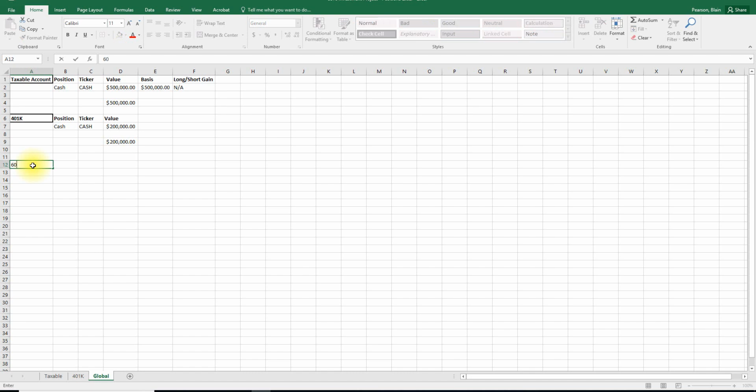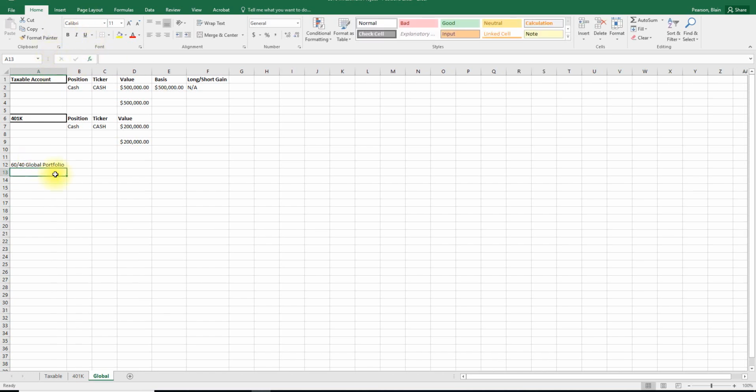Let's now build our client's 60-40 global portfolio. So we'll add her 401k and her taxable account in developing this global portfolio. We can now construct the positions in her portfolio. Because she wants to construct a 60-40 portfolio, she wants to have 60% of her entire portfolio in equities and 40% of her entire portfolio in bonds.